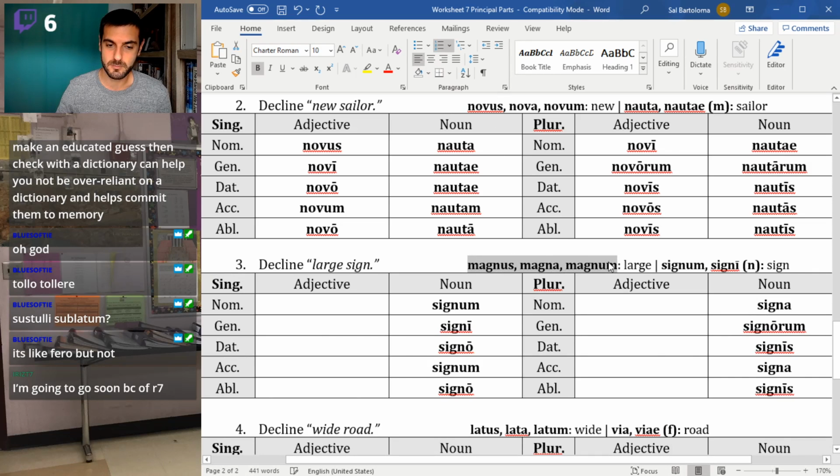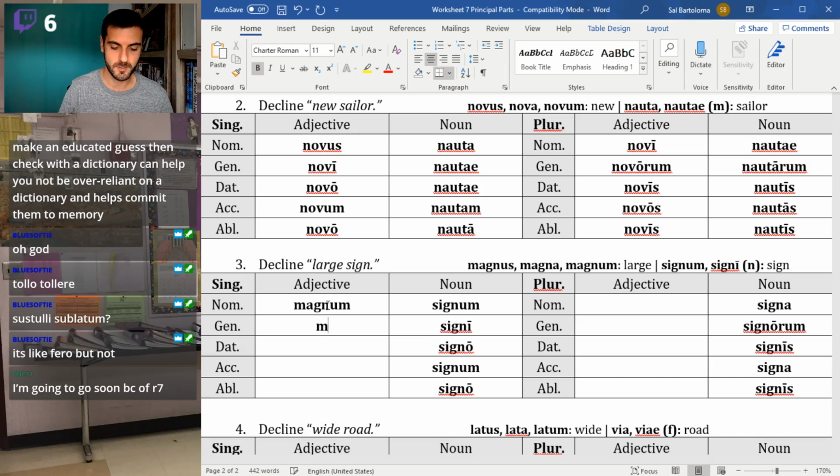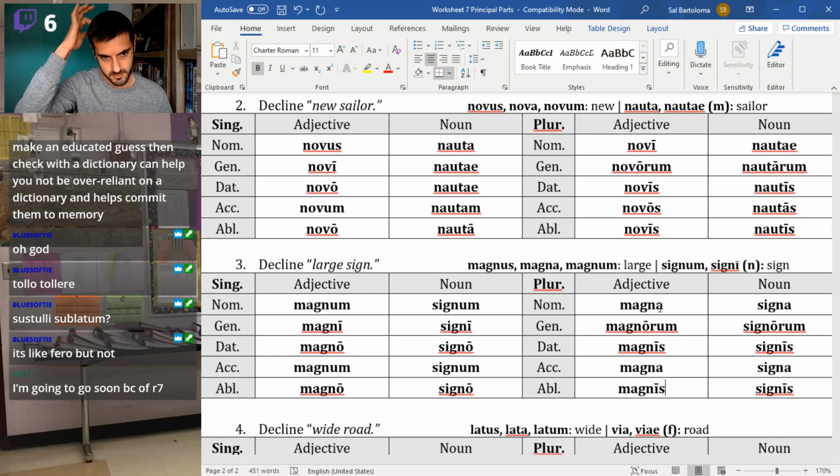Magnus, magna, magnum. Because this is a neuter word, I'm going to use magnum, which happens to be second neuter. My noun is second neuter. They live in perfect harmony. Magnum, magni, magno, magnum, magno, magna, magnorum, magnis, magna, and magnis.